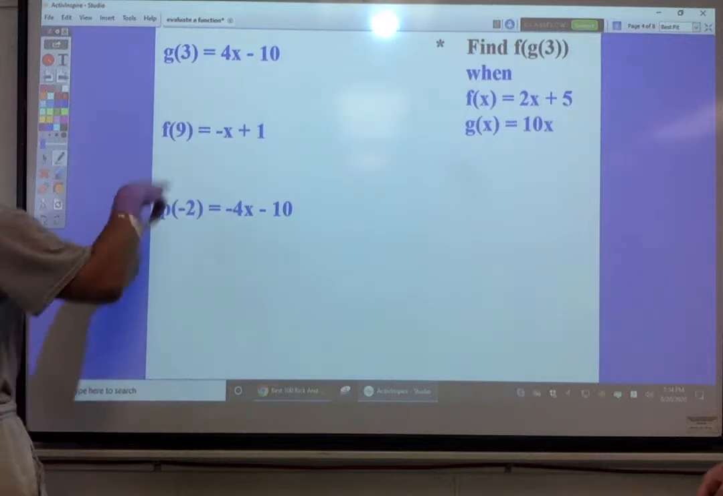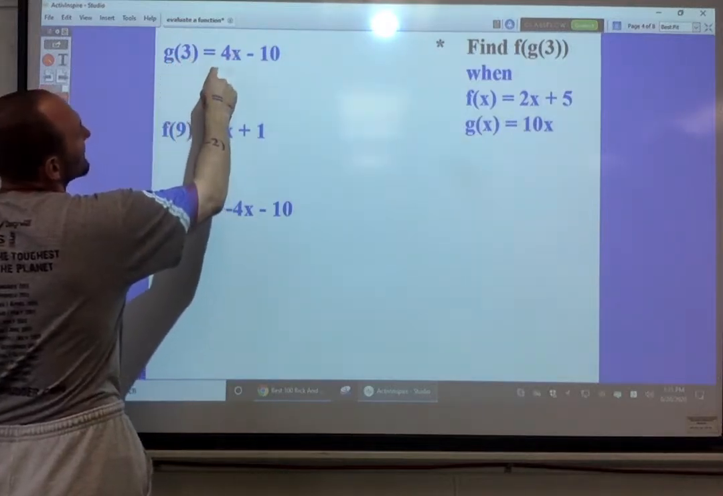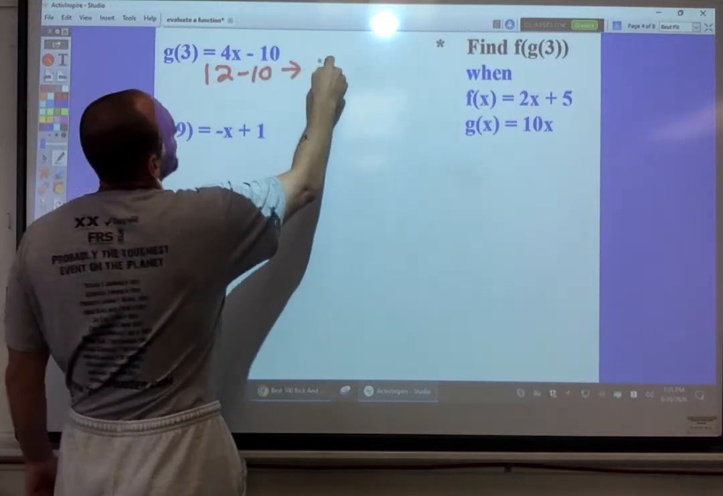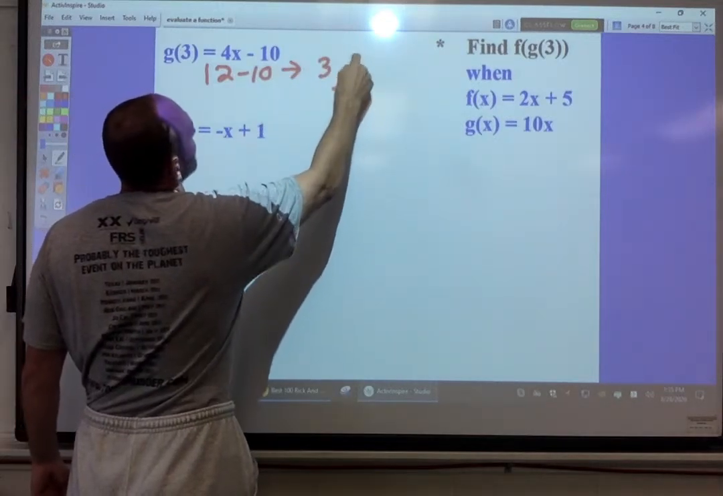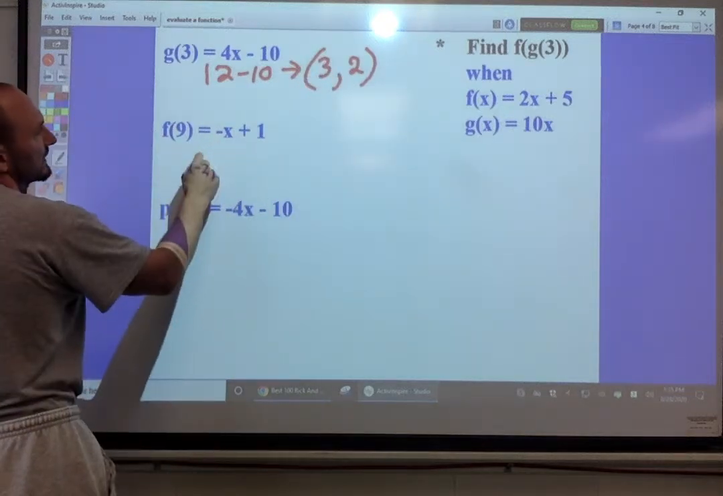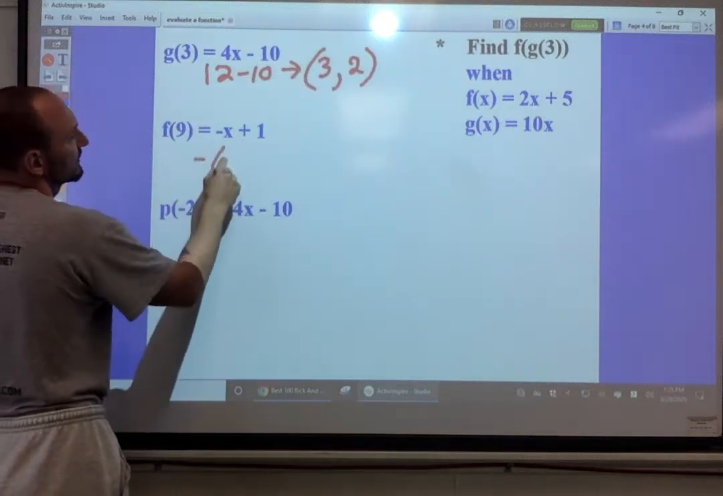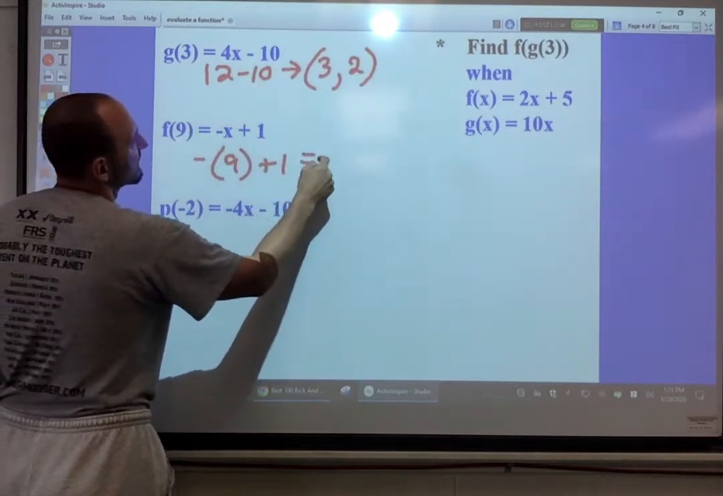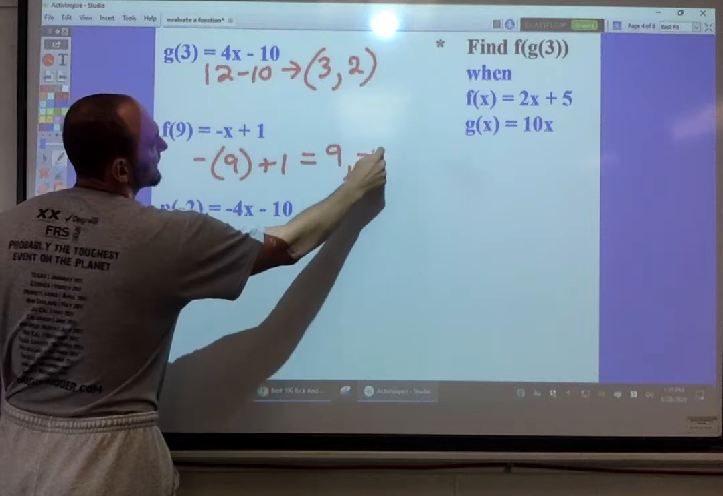That's ridiculous. 3 for x. That's going to make 12 minus 10. So I would write this as at x, we're at 2. So when x is 3, we're at 2. 9. So here it's going to be negative whatever x is. So that's like a negative 9 plus 1. So at 9, we're at negative 8.